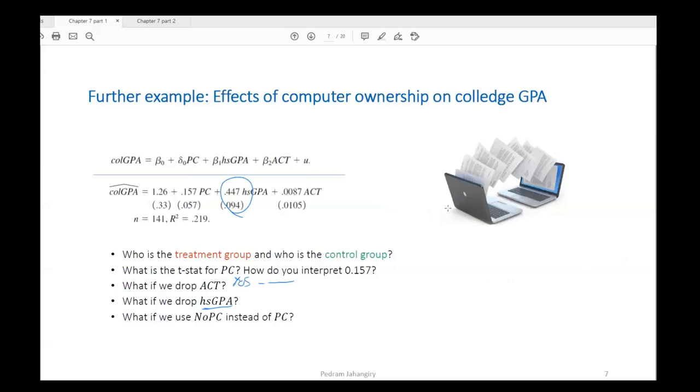What if we use no PC instead of PC? This is for your homework. There's a question on the homework, and actually, let me help you out, but I expect you to do this for your homework. It's basically telling you, what if instead of PC, we use no PC? So what will happen to this equation? Actually, let's see what will happen to the estimated numbers.